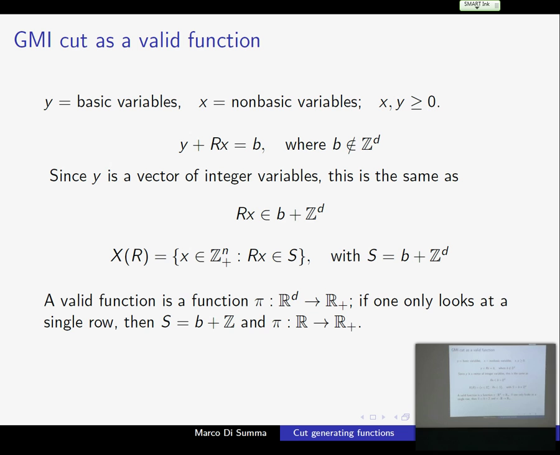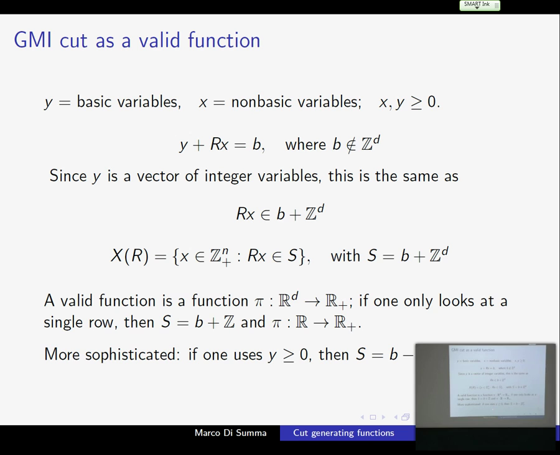So in the rest of the talk, I will only focus on the case in which S has this form or even this form. When S has this form, it means that I'm looking at IP problems after solving the linear relaxation. If I look at this form, it means that I'm trying to derive cuts only looking at a single row of the tableau, like in GMI cuts. Actually, you might be more sophisticated, and if you want to use the fact that y is non-negative, then it's easy. I mean, the algebra is very easy.